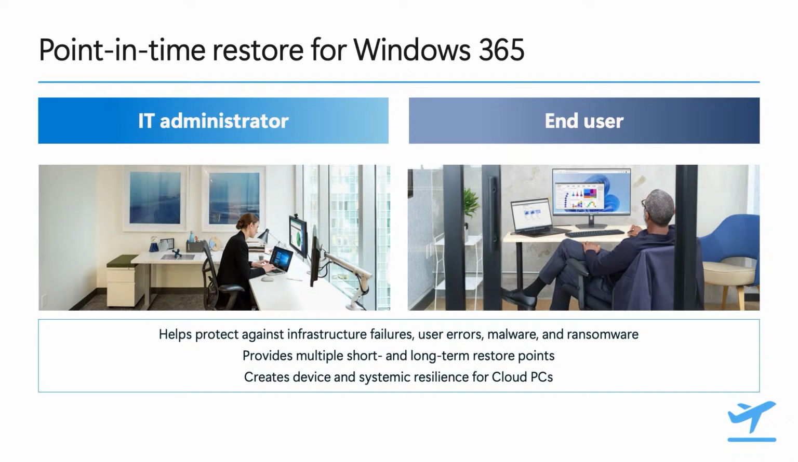Point-in-time restore is used to solve operating system issues, user errors, admin errors, and update errors, like the CrowdStrike one I just mentioned, and over 95% of Windows 365 customers self-helped using point-in-time restore. Then long-term restore points help with scenarios like malware as well.